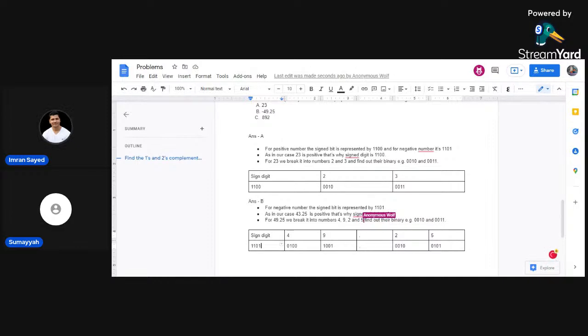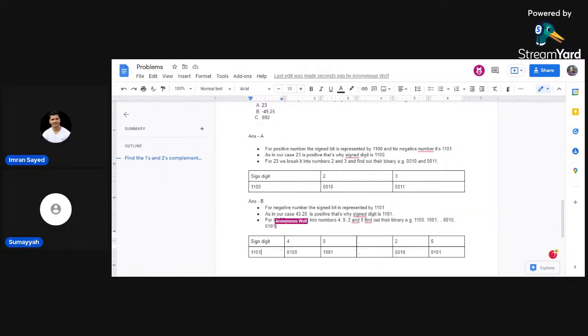Correct? Find out there. So 0, 1, 0, 0, 1, 0, 0, 1, decimal, 0, 0, 1, 0, 0, 1. Correct? Yes. Okay. Cool. So similarly, we'll do it for that also.